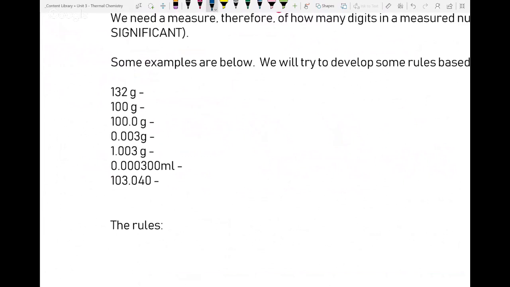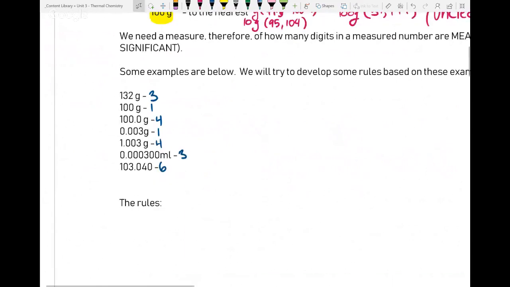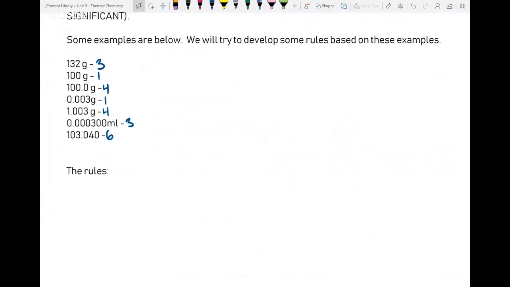I will say that 132 grams has 3 significant digits. 100 grams has 1. 100.0 grams has 4. 0.003 grams only has 1. But 1.003 has 4 grams. 0.000300 has 3, and 103.040 has 6. So take that for a minute, pause, talk to your friends, and see if you can work out the rules. Pause this video, and we'll fill them in together after.